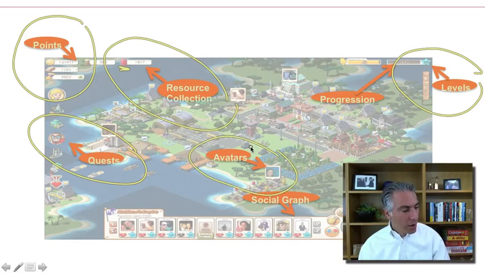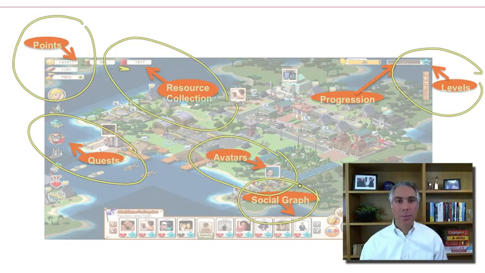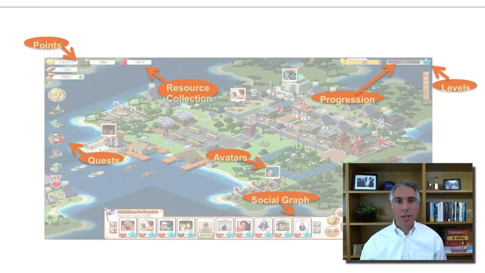Avatars showing your character. The social graph showing you your friends who you can play with or challenge and so forth. These are all bits and pieces that go to make up this experience that is Empires and Allies. They're not the whole experience. There's a lot more to the game than this, but they are parts of the game that we can pull out and then think about reusing.